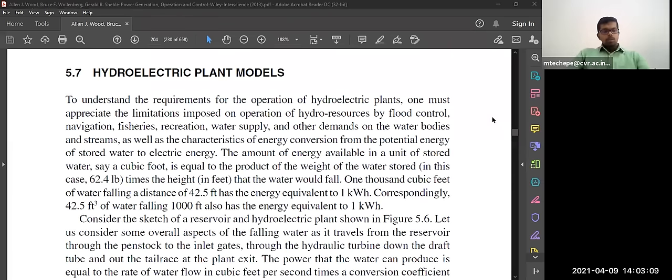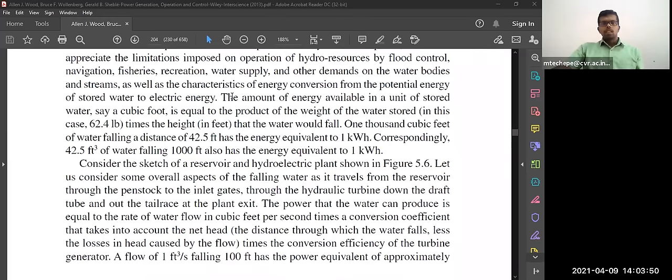Good afternoon. Today we are going to see about hydroelectric power plant models. In the last class, we have seen about the characteristics of thermal, that is steam power generating units. So input-output characteristics we have seen. Then the pumped hydro power station concept, and based on that, the characteristics also we have seen. So now we are going to see about hydroelectric power plant models.